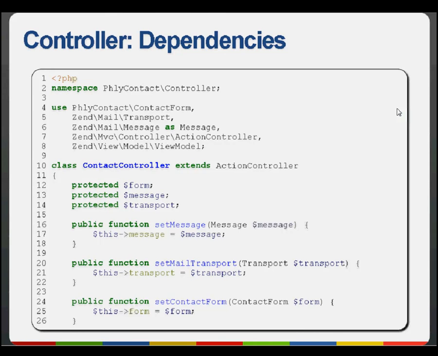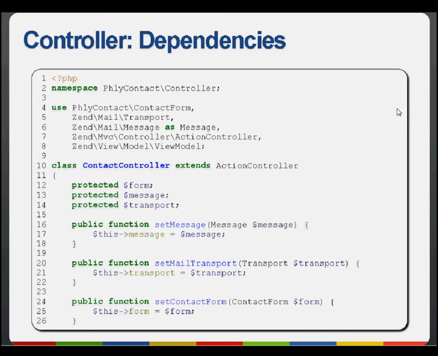So we need to specify a few dependencies on our contact controller. One of them we know already is the contact form, which we just defined. So we're going to define a setter for that, setContactForm. The other thing we're going to need is a mail transport, because obviously we want to send an email, right? So that's going to be a dependency of this contact controller as well.